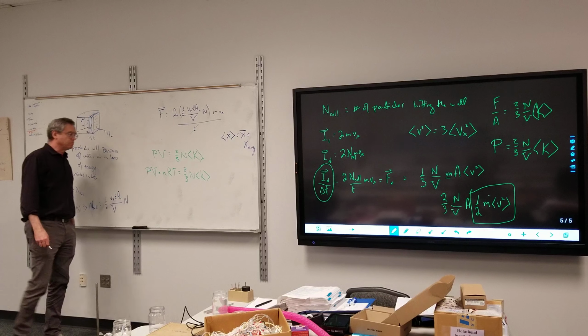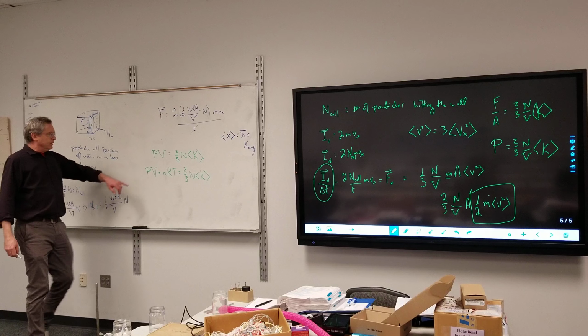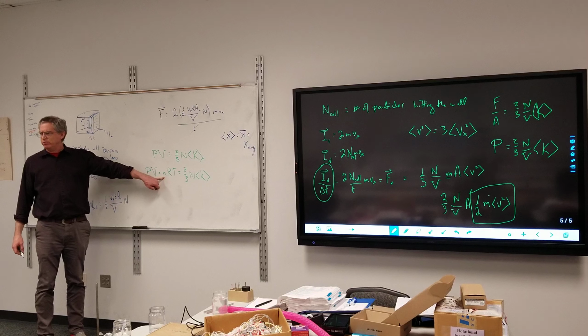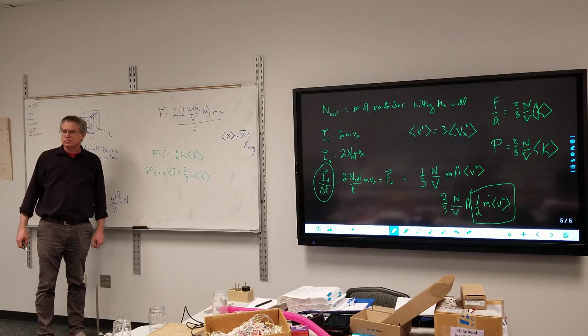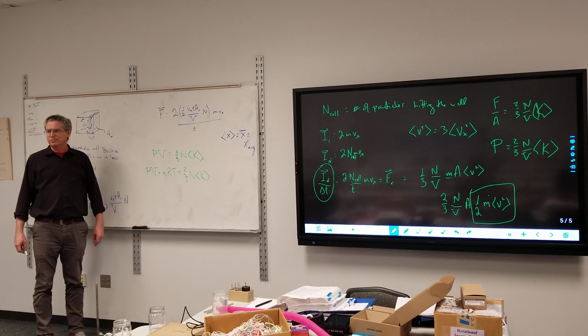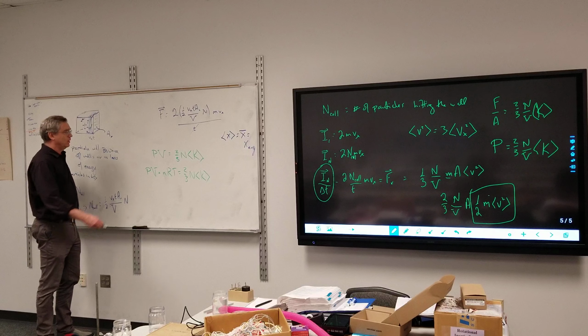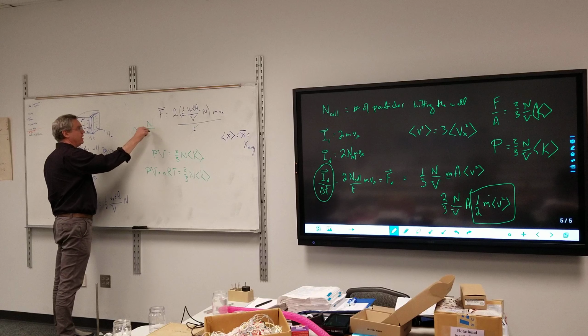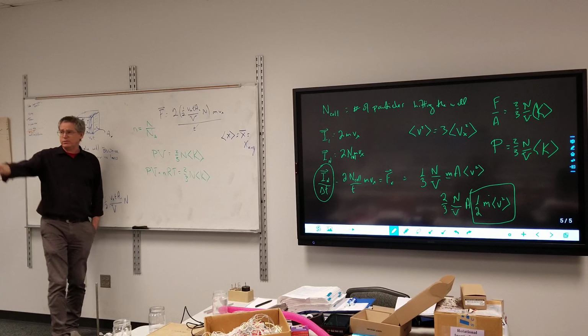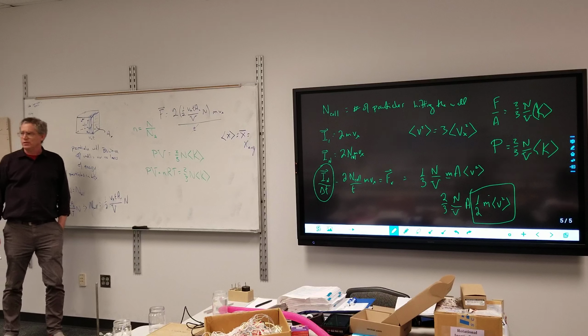All right. This n is the number of moles. This N is the number of particles. What is a mole? 6.022 times 10 to the 23rd. So n, the number of moles, is just the number of particles I have divided by Avogadro's number, which is 6.02 times 10 to the 23rd.